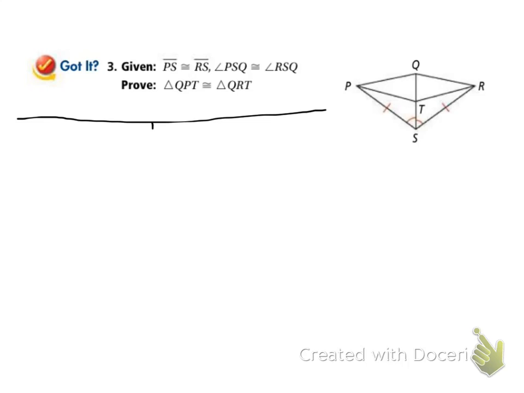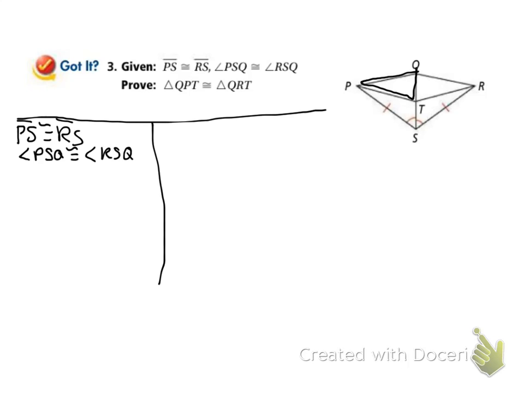So the very first thing, I need to write my given out. So PS is congruent to RS, and that's already marked. And angle PSQ is congruent to angle RSQ, and that's also already marked. So we got a lot of triangles going on here. If I look at what I'm trying to prove, I'm trying to prove that QPT, that guy right there, is congruent to QRT.